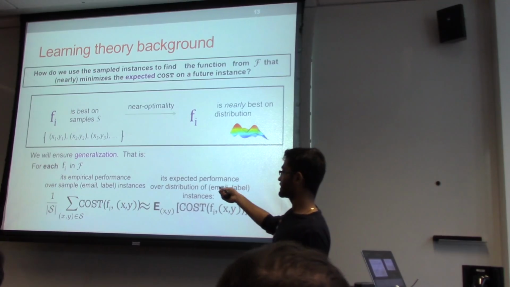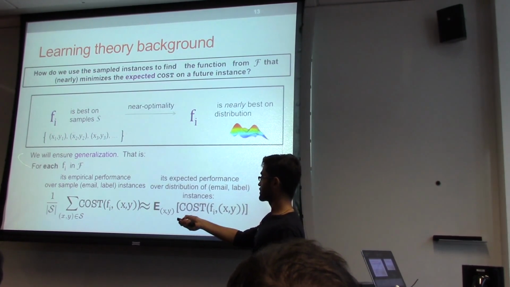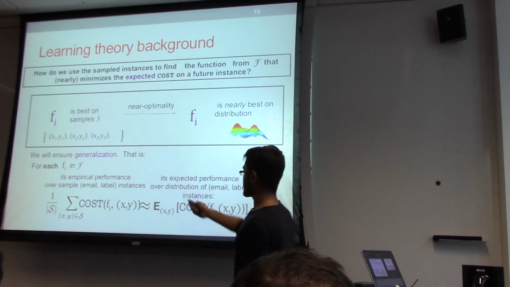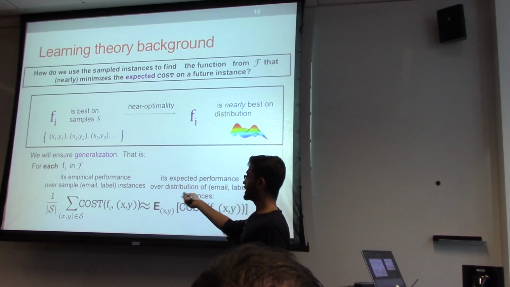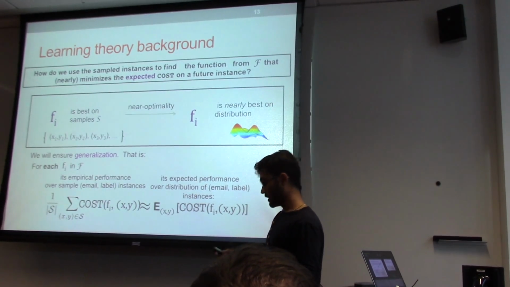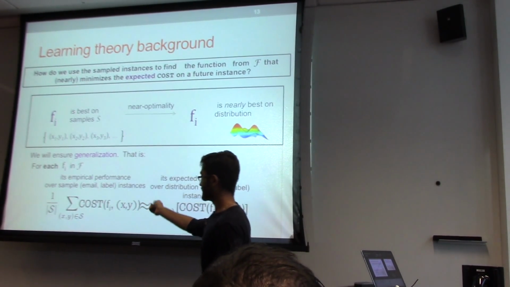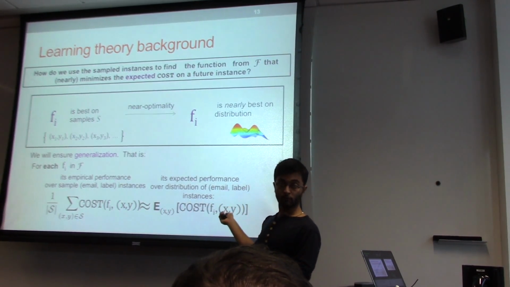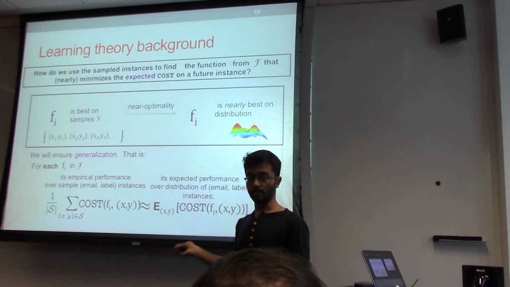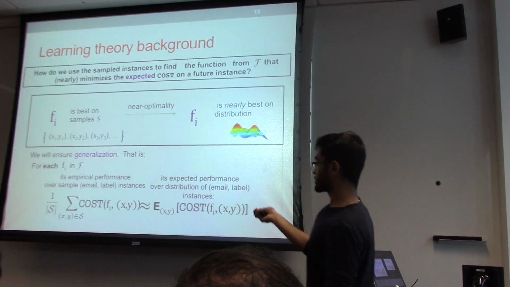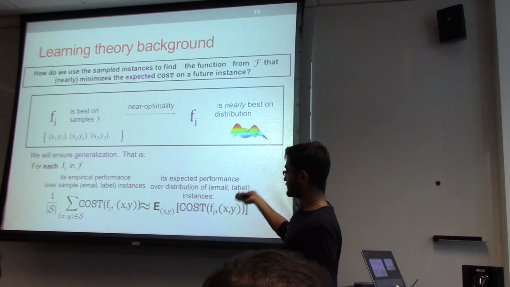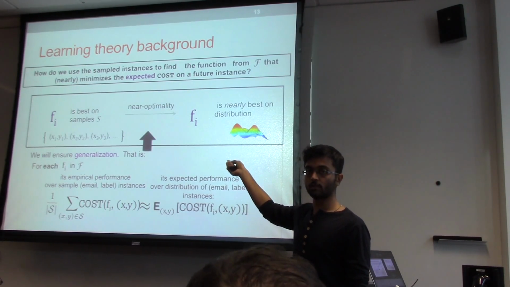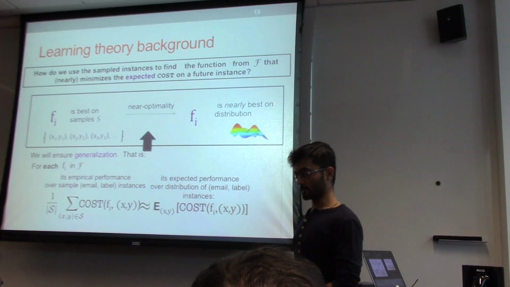So more formally, what generalization means is that for each function in my class of functions, or my class of mappings, its empirical performance over the sampled email label instances, that is how well it predicts the labels on those emails, must be representative of its expected performance over the distribution of all email label instances. So this is generalization, and I hope you're intuitively convinced that if this were to be true, then that would be true, because my samples are now representative of the distribution.